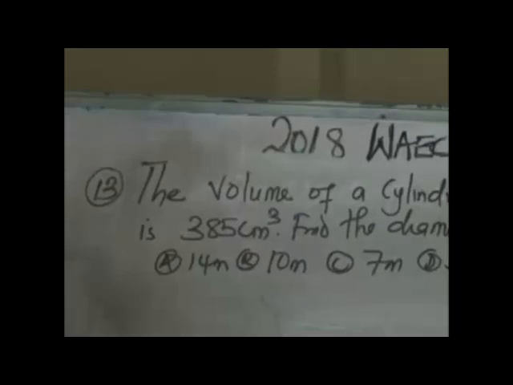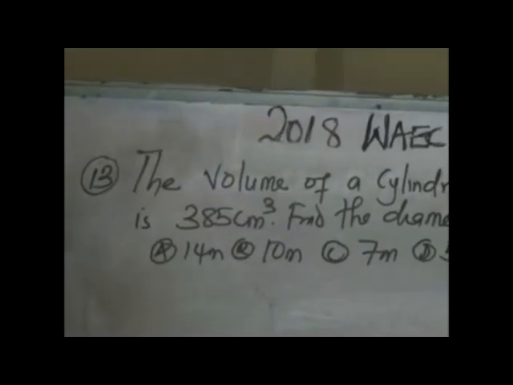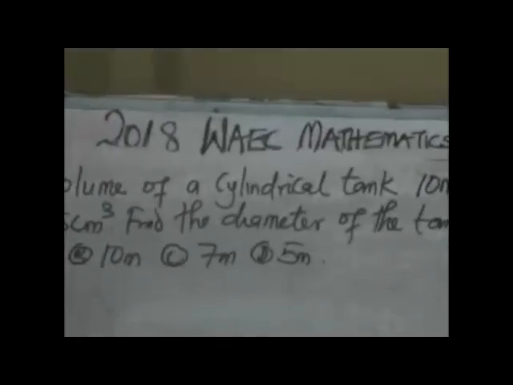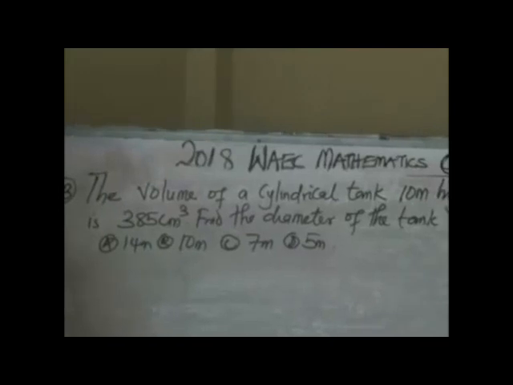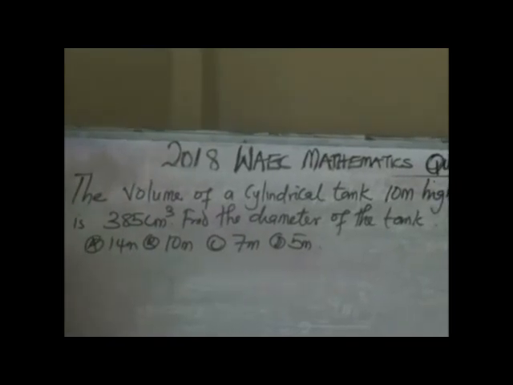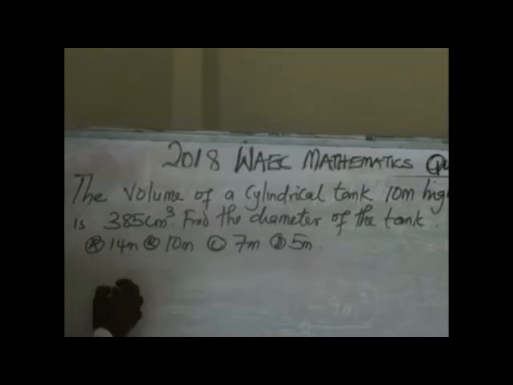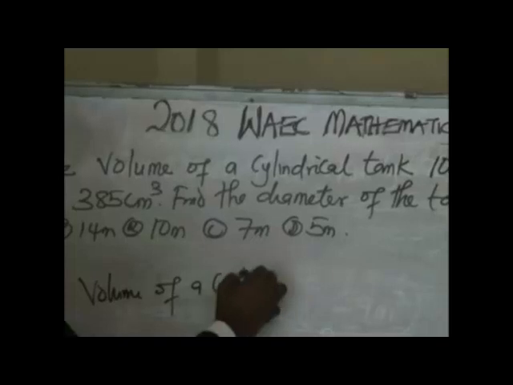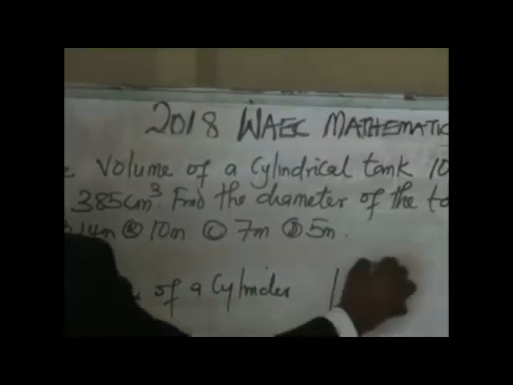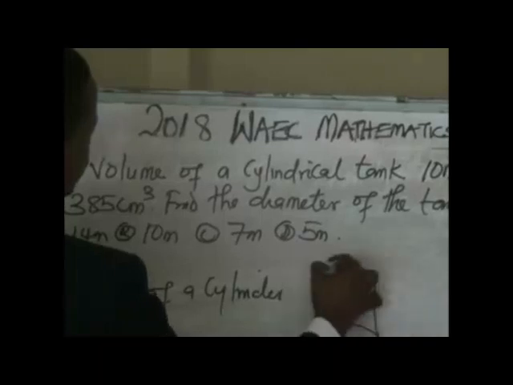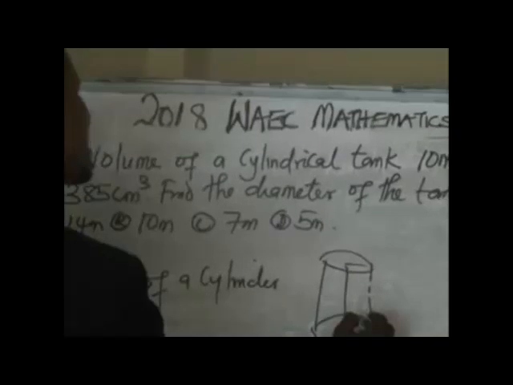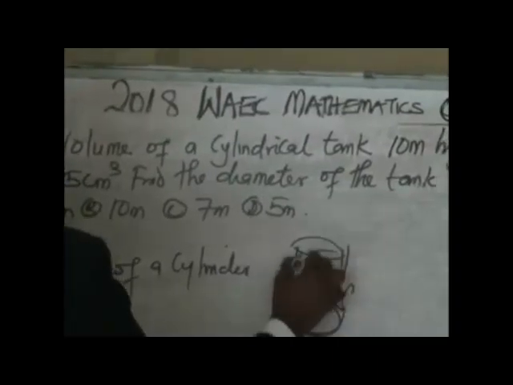Are you following that? This is question 13 of the 2018 WAEC mathematics questions. It states the volume of a cylindrical tank 10 meter high is 385 centimeter cube. Find the diameter of the tank. Now, a cylindrical tank. The volume of a cylinder is always the base area times the height.